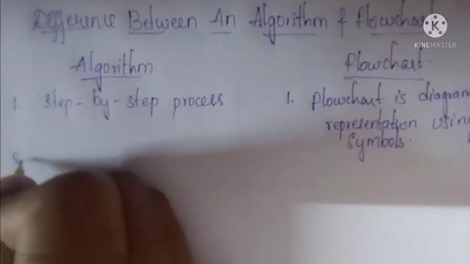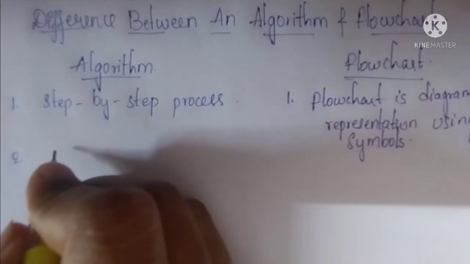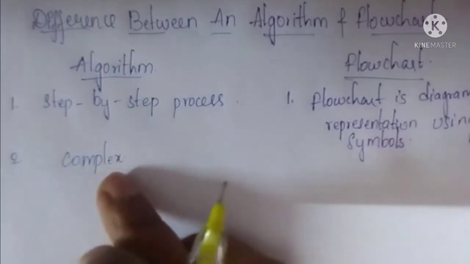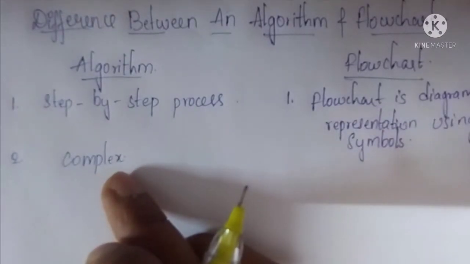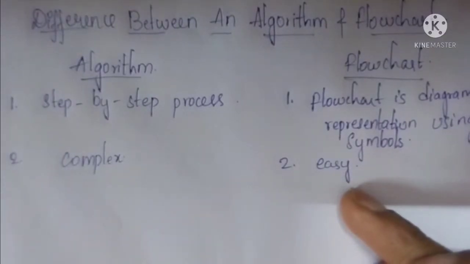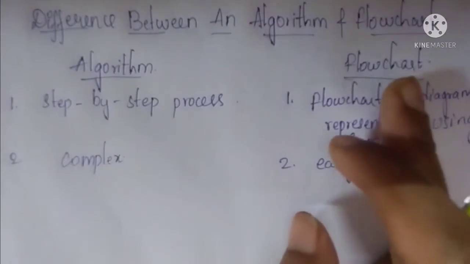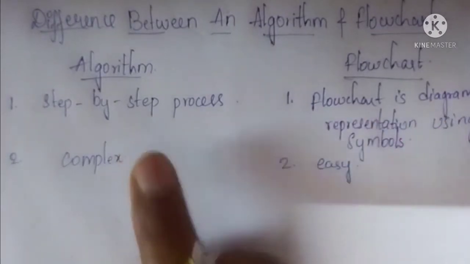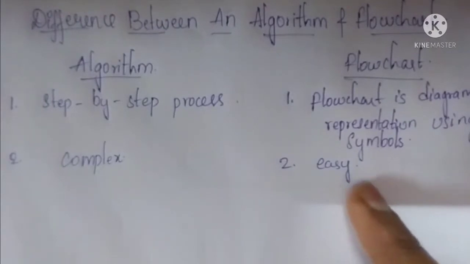So the next one is, an algorithm is very complex to understand. Why? Because we are writing each and every step as an English statement. It will be somewhat complicated to read that algorithm. Coming to a flowchart, it is very easy to represent the algorithm. Why? Because we are using symbols in the flowchart. By using the symbols, anyone can easily understand what we are writing. So compared to the statements in the algorithm, a flowchart is very easy to understand.